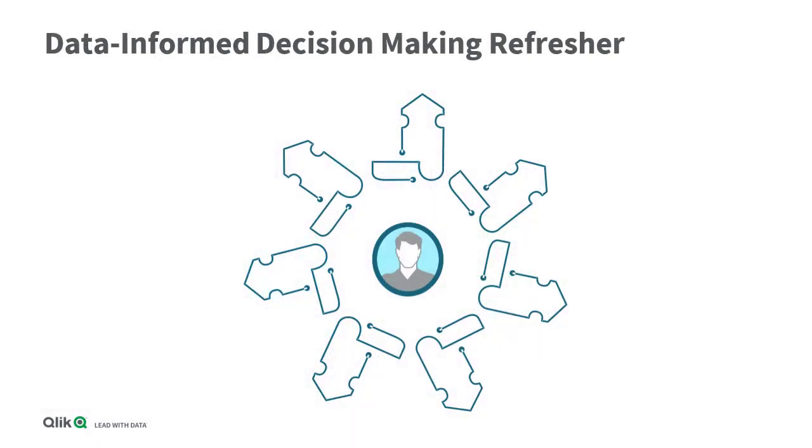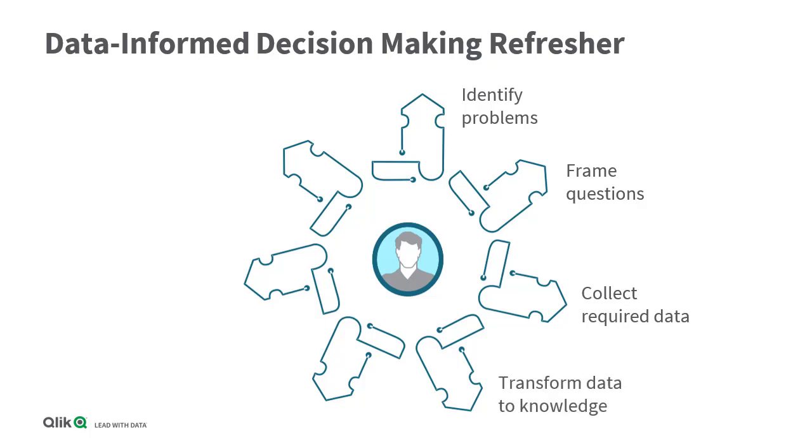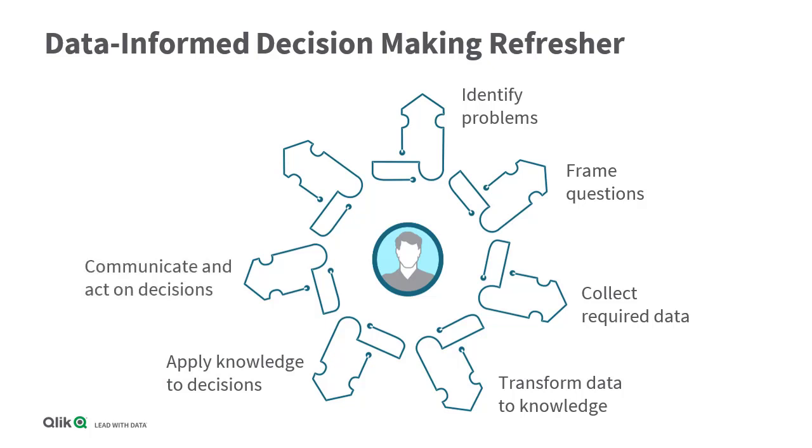Although you've already taken the data-informed decision-making courses through the Click Continuous Classroom, we're going to review the basics. Data-informed decision-making is the ability to transform information into actionable and verified knowledge to ultimately make better business decisions. This means you need the skills to identify problems, frame questions, collect the required data, transform that data into information and knowledge, apply that knowledge into decisions, communicate and act on those decisions, and finally, evaluate the decisions.